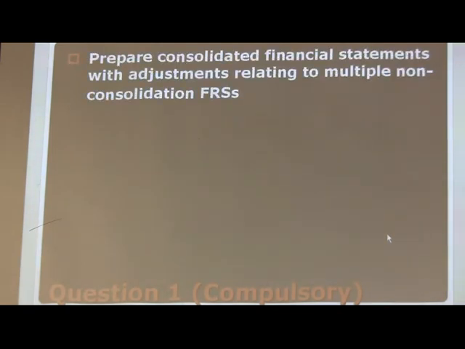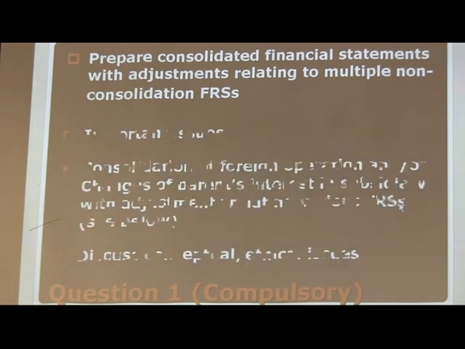Alright, question 1 will be compulsory. It's a question which involves a case study. In total there will be 50 marks. For this question, you need to prepare consolidated financial statements, which involve around 35 marks. It's not only on consolidations. You are required to prepare adjustments relating to FRS which do not involve consolidation.